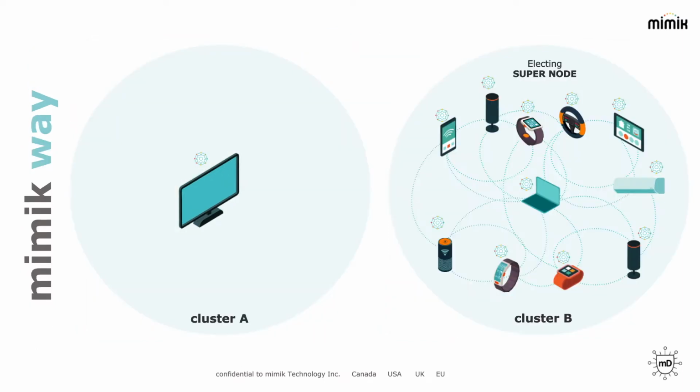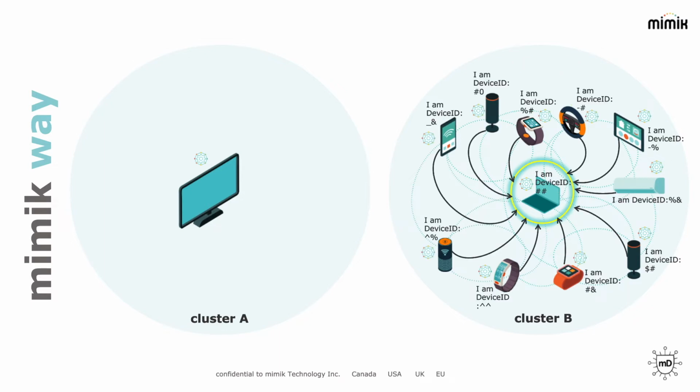With Mimik, we have devices in clusters. When one device wants to communicate with another device in another cluster, even before it has asked to be connected to that device, a few things happen when edge nodes are all on the same local network cluster. When all these edge nodes are on the same cluster, they will begin to elect a supernode. When a supernode is elected, all of the devices on that local cluster will register to that supernode.